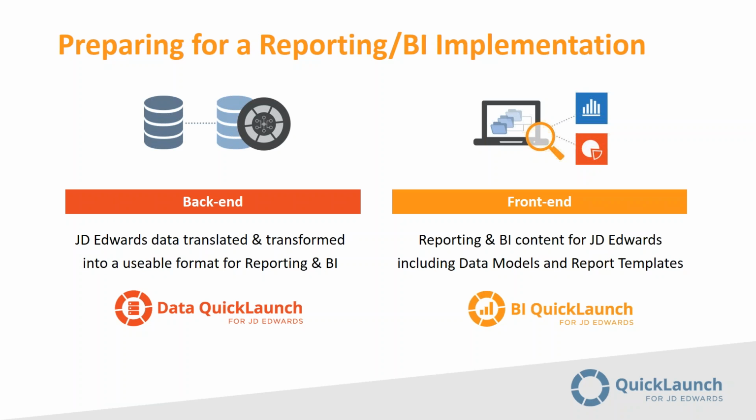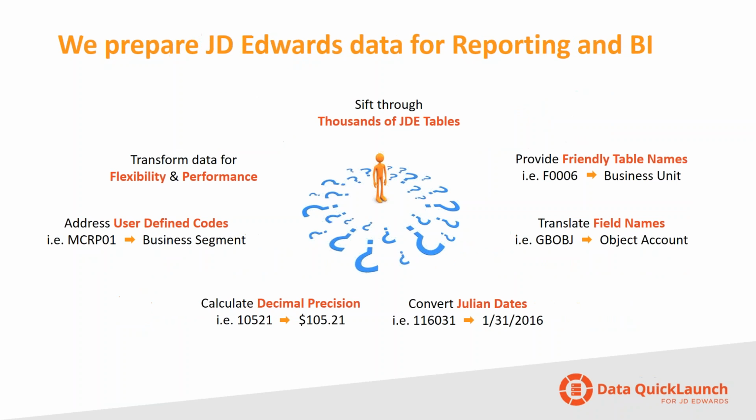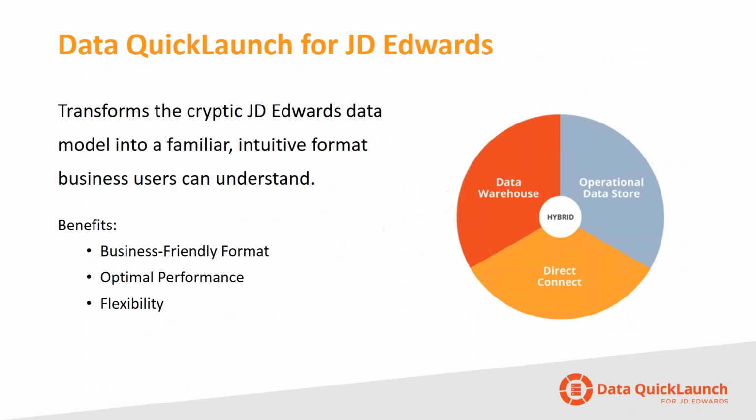So what we do on the back end, we have what we call our data quick launch, and that's basically JD Edwards data. We translate it, take all the cryptic stuff, make it business user friendly with intuitive names, and then we actually have package models. So the combination of this is what you're going to see in the session. The back end stuff we call data quick launch, the front end stuff we call BI quick launch. Again, we're converting all those names, the dates, the decimals, the user-defined code descriptions, and these would all have the logical names that make sense to the organization.